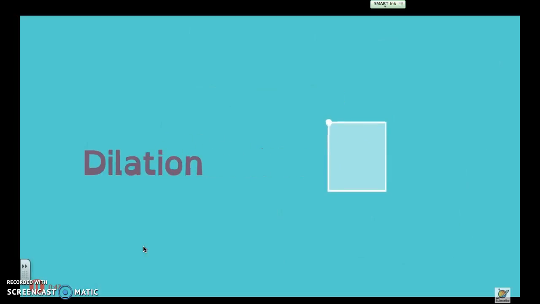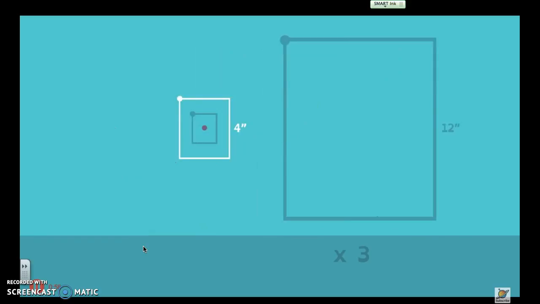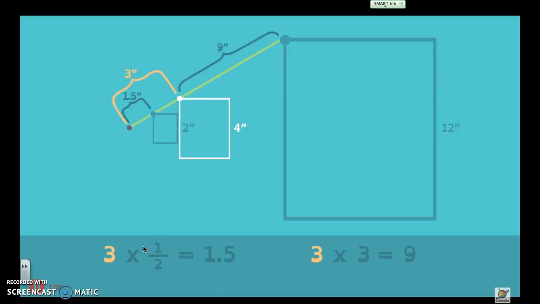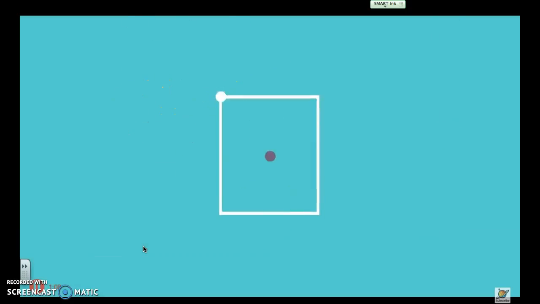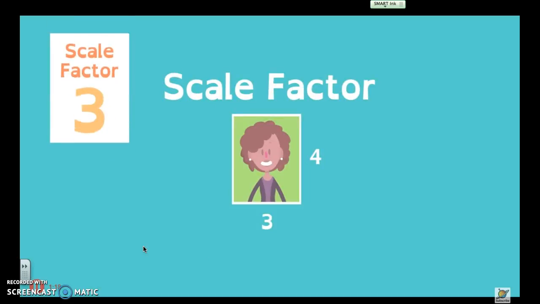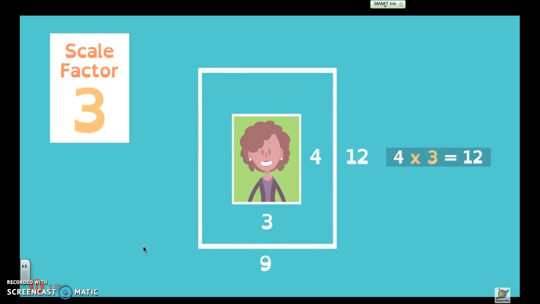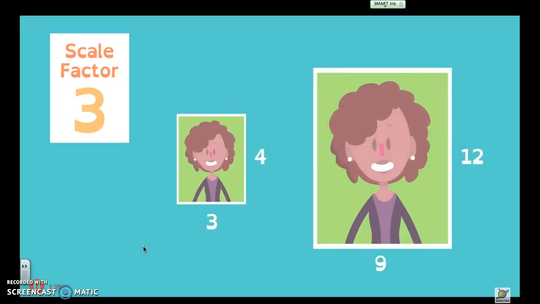Dilations. Dilation is where a two-dimensional shape grows or shrinks proportionally from a point called the center of dilation. Here we tripled the original rectangle, and here we divided it in half. In dilations, the dimensions and distances from the center of dilation stay in proportion. The center of dilation can be anywhere in, on, or outside of the shape. Scale factor determines how a shape grows or shrinks. If the scale factor is 3, the dimensions from the center of dilation are multiplied by 3. Different sizes, same proportions, same shape.